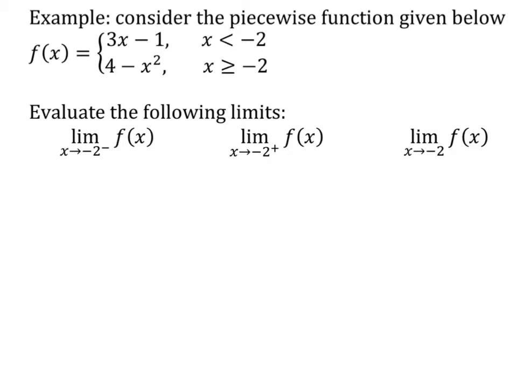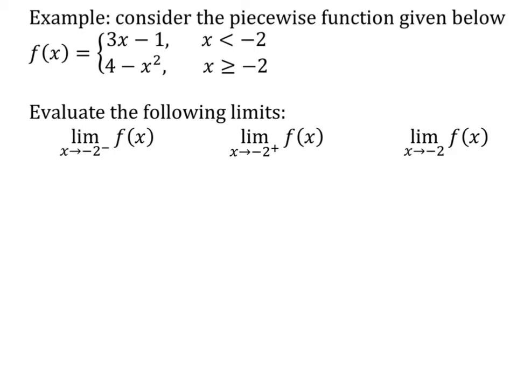So here's the first example. Consider the piecewise function given by, there it is. It's one function when you're less than -2, and one function when you're greater than -2. And I'm asking us to evaluate 3 limits. One of them is the limit as x approaches -2 from the left. One is the limit as x approaches -2 from the right, and the other is the double-sided limit around -2.